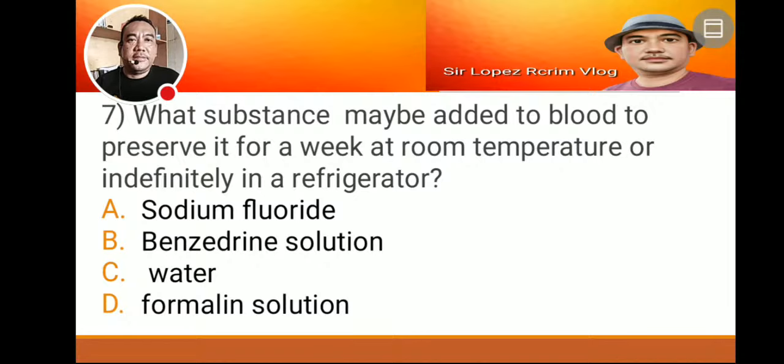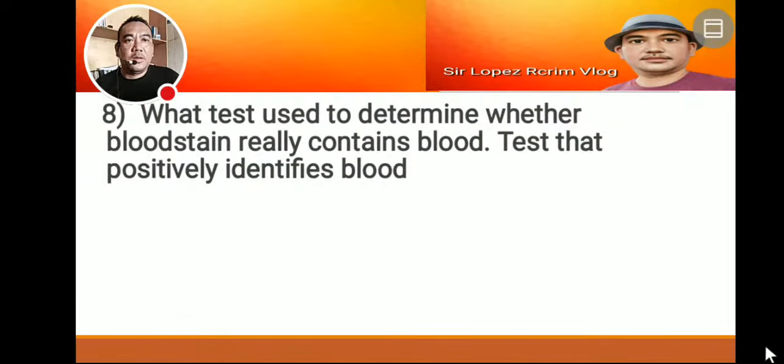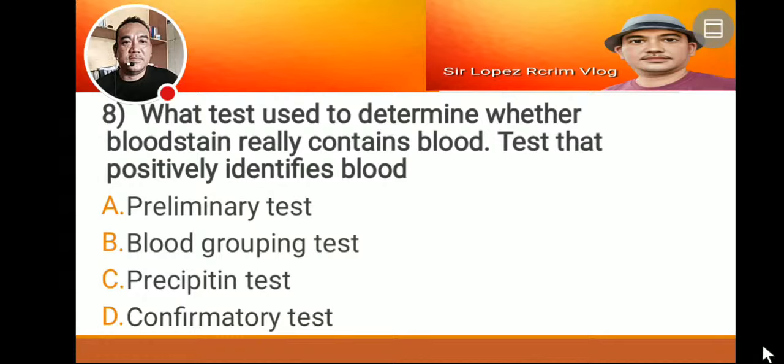Next, number 8. What test is used to determine whether a blood stain really contains blood? This is the test that positively identifies blood. Is it A, preliminary test, B, blood grouping test, C, precipitin test, or letter D, confirmatory test?